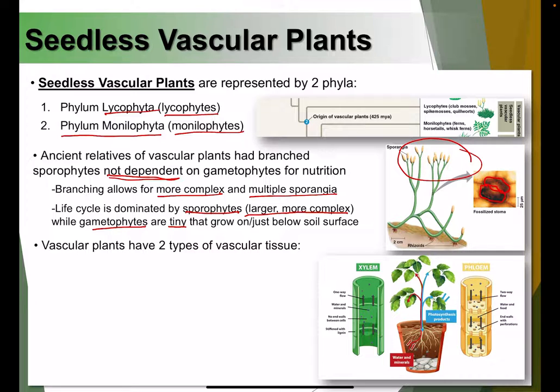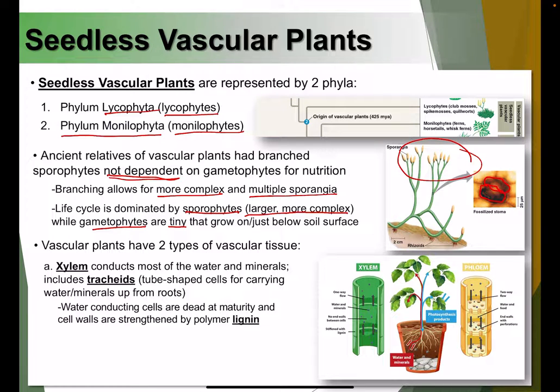So in addition, vascular plants have two types of vascular tissue that is absent in bryophytes that we didn't talk about. So these are all the little features that vascular plants have that non-vascular plants don't have. One is called xylem. Xylem is what conducts most of the water and minerals from the soil into the plant, throughout the entire plant. It is the xylem. And inside they include what's called tracheids, okay? And these tracheids are actually tube-shaped cells for carrying water and minerals up from the roots.